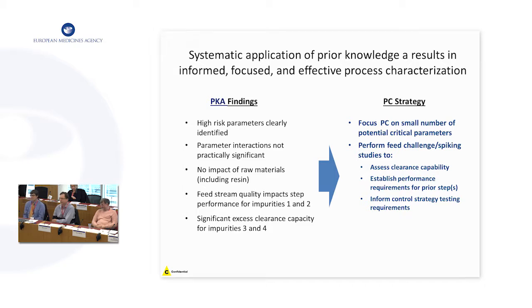Raw materials had a significant impact on the step. And as I showed a minute ago, we really highlighted that the feed stream quality, or the amount of impurities loaded, impacts the performance of the step. For other impurities, we showed significant excess clearance across multiple products. This really informed a focused, effective, quality-minded risk approach to the process characterization strategy, where we focused our experimental studies on a small number of potentially critical parameters to assess their final criticality and the acceptable ranges.